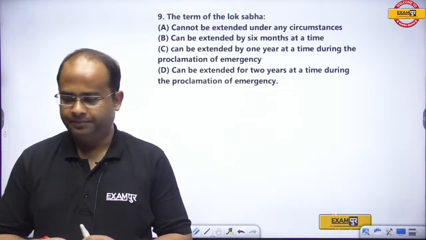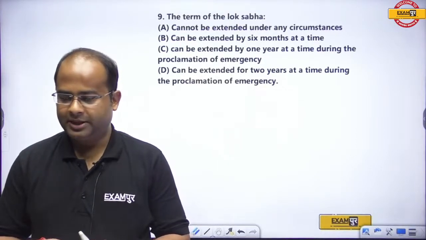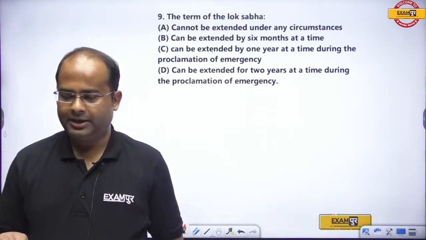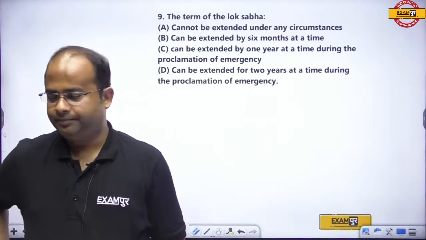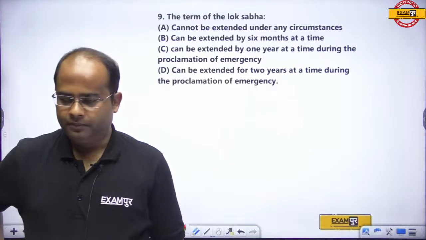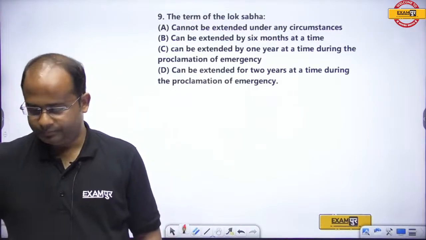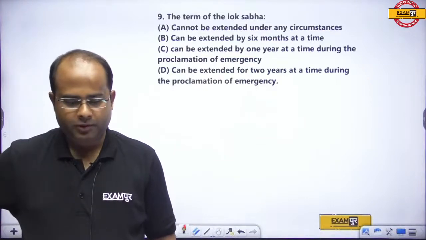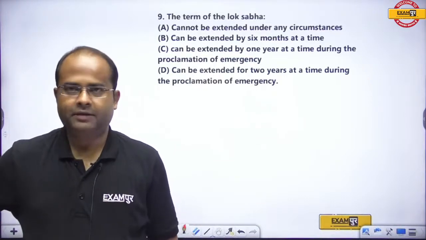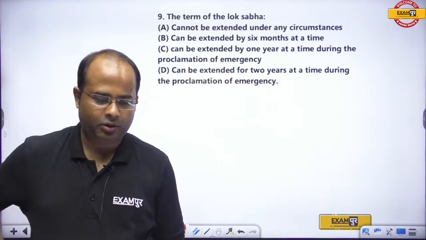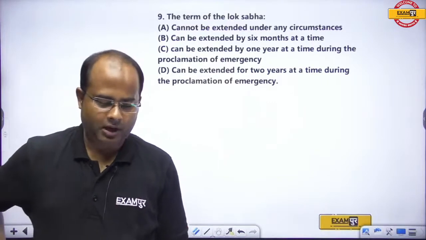Term of Lok Sabha can be extended 6 months at a time, can be extended 1 year at a time during the time of proclamation of emergency. Okay guys, what will be the correct answer? This thing we have discussed. So I am just seeing the comment box and waiting for your right answers to come.